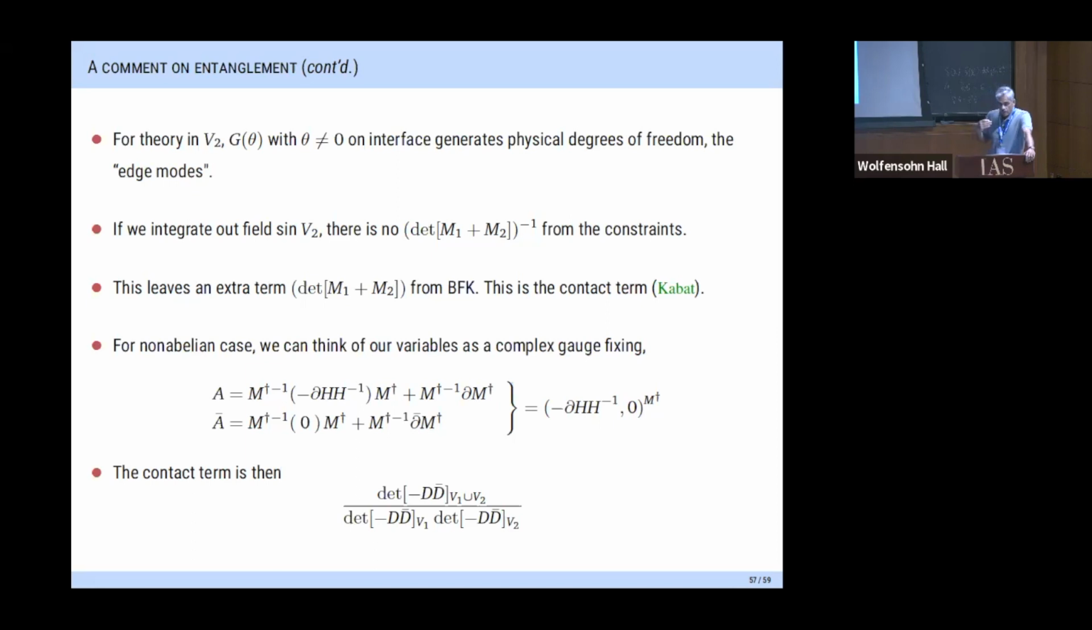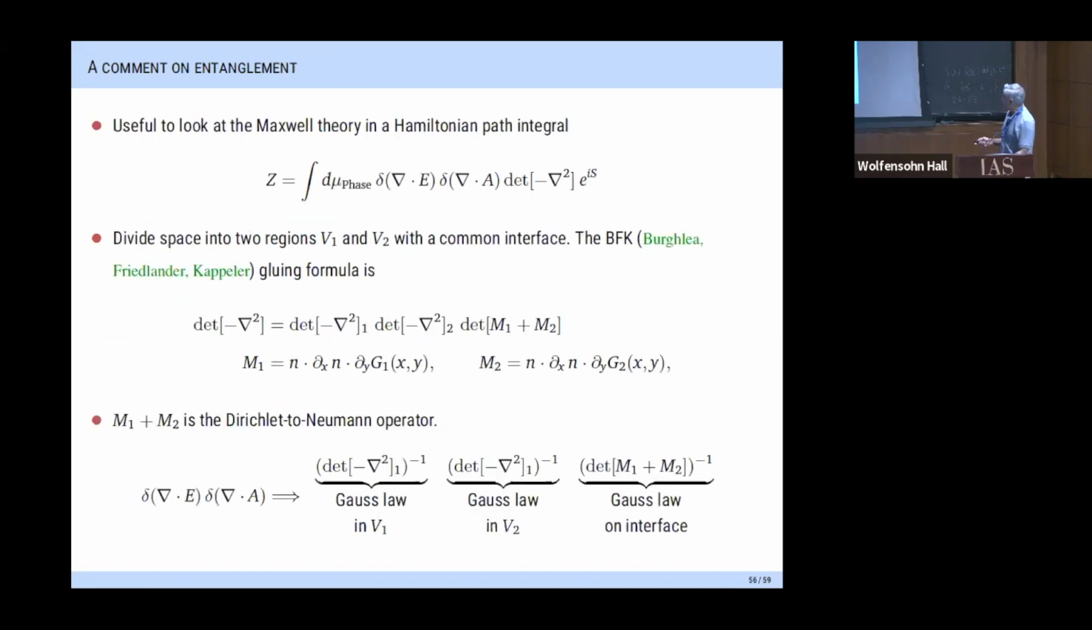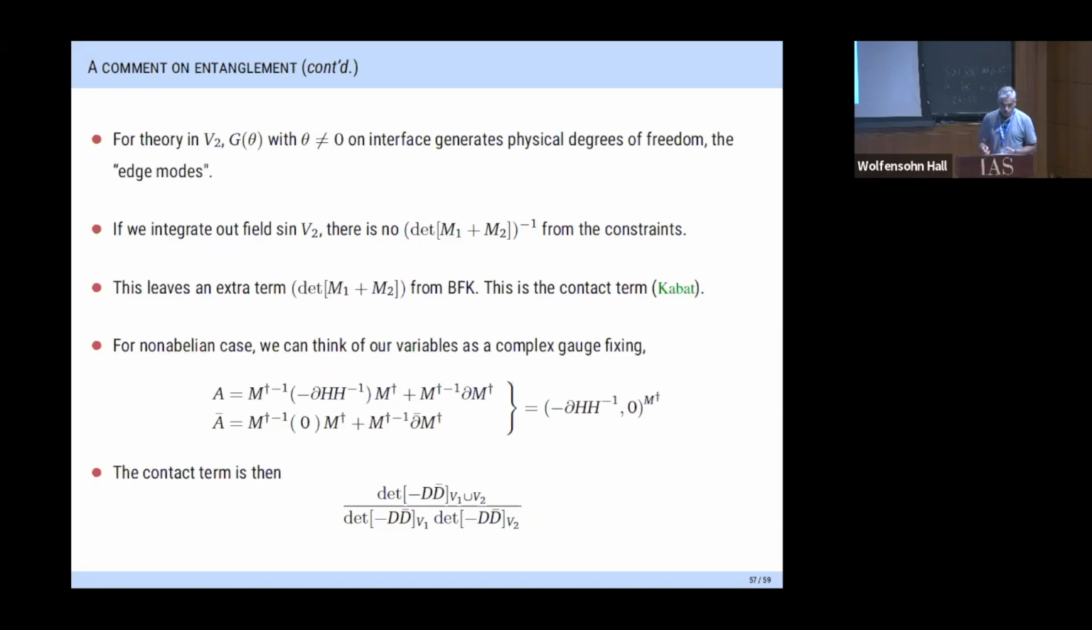So if I'm just integrating out degrees of freedom in V2, for example, then there is no enforcement of constraint that enters. So this term is not canceled out, and there will be a leftover piece if you look at the Hamiltonian path integral. That piece is exactly what is sometimes referred to as the contact term. Many years ago, Dan Kabat calculated this contact term by looking at entanglement in a gauge theory, where, of course, he didn't do it in this Hamiltonian language. He was trying to set it up as a path integral with replicas, the standard replica trick.